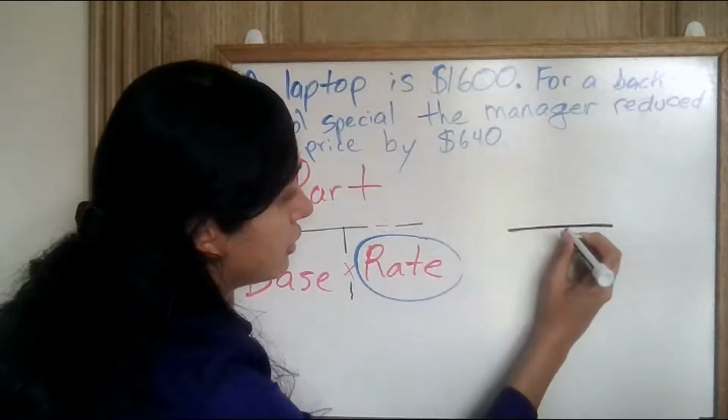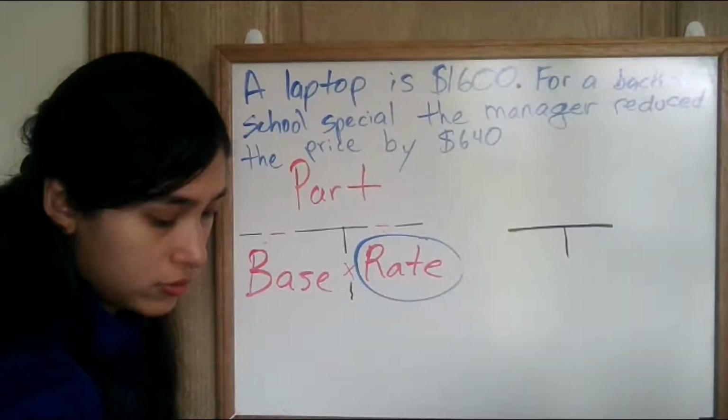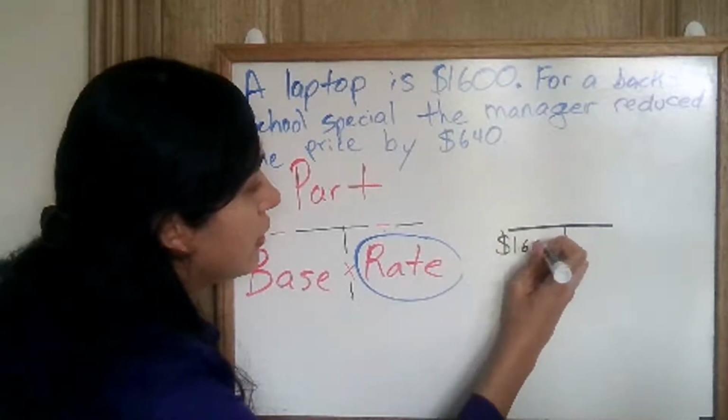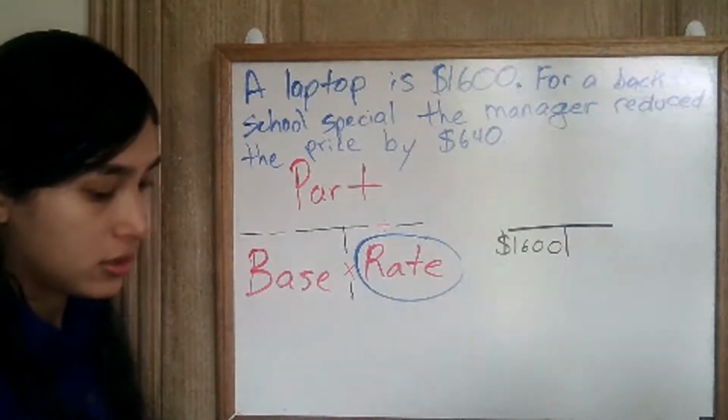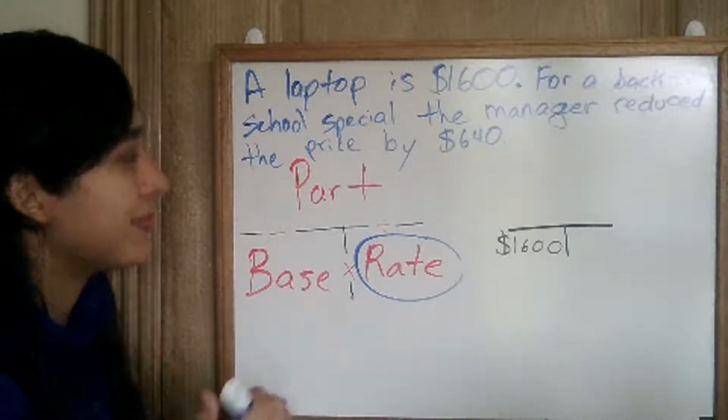I'm just going to write it like this. Okay. So we have the base is 1,600. Our rate. Oh, I'm so sorry. I forgot to ask the question.